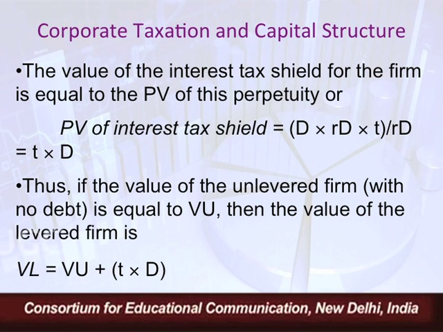If we look at the concept of the unlevered firm, which has no debt, and we want to equate its value to the levered firm, the value of the levered firm will be equal to the value of the unlevered firm plus the amount of borrowed capital multiplied by the tax rate, because on borrowed capital, on the debt capital, a company gets a tax advantage. So it is the present value of the interest tax shield that has to be added to the value of the unlevered firm to get the value of the levered firm for the company.